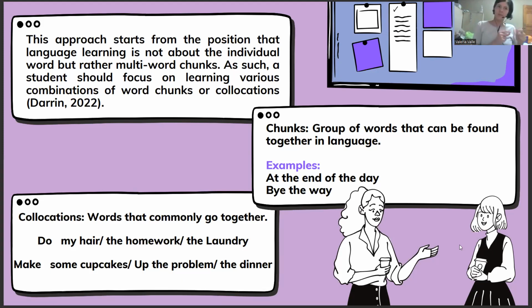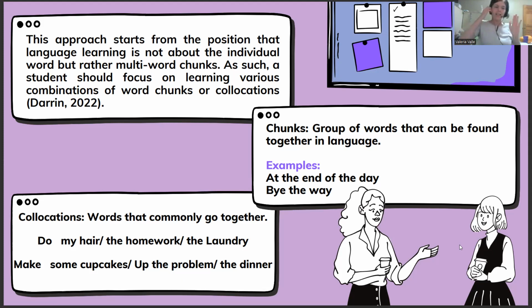And now we have collocations. Collocations are a little different. Here we can have verbs plus prepositions plus nouns, or plus other nouns, and even adverbs. For example, I do my hair, do the homework, do the laundry, a verb and a noun. Make some cupcakes. Cupcakes, aren't they delicious? Yes, cupcakes are delicious. And make up the problem or make the dinner.